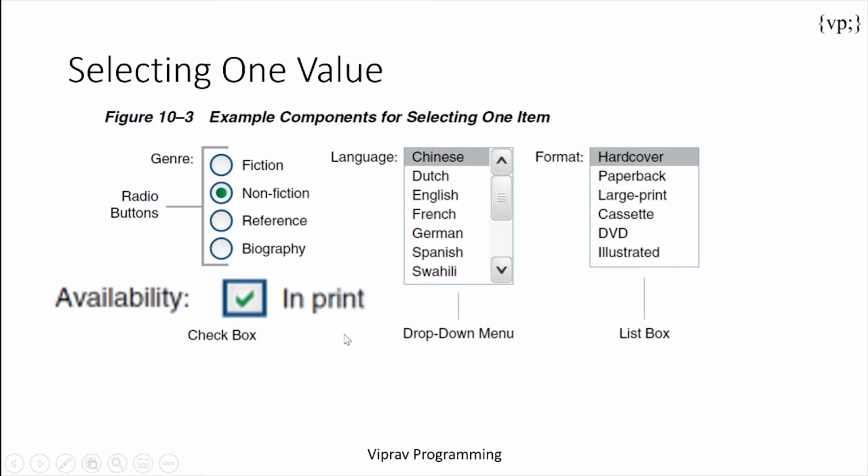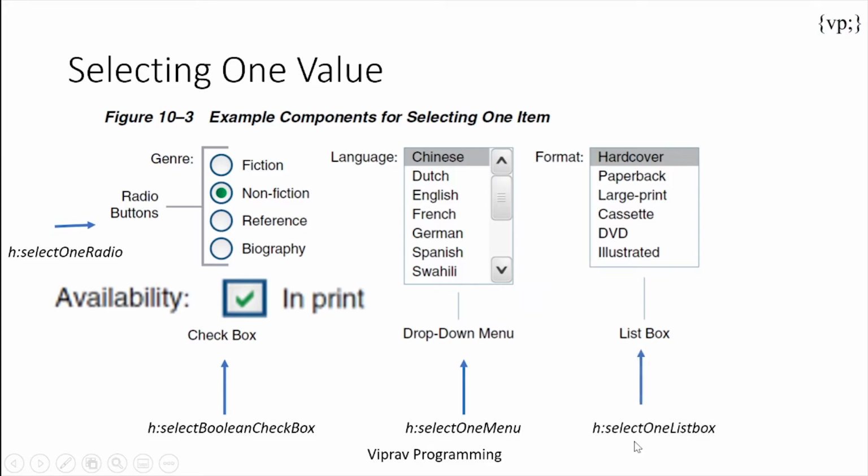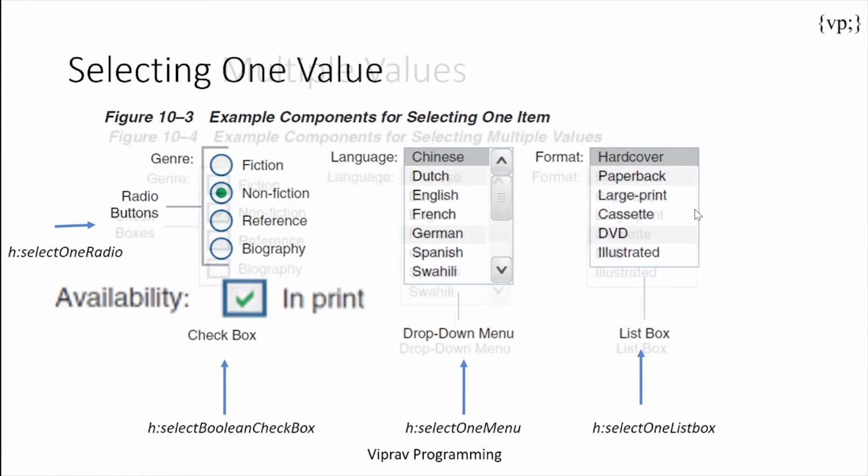Now, you may want to let the user select things, like a genre, a language, a format, or if you want it in print. So these things are available. For example, use the h:selectBooleanCheckbox in your code to create a checkbox, h:selectOneRadio to create radio buttons so you can click one at a time, selectOneMenu to allow a drop down menu, and h:selectOneListbox for list boxes.